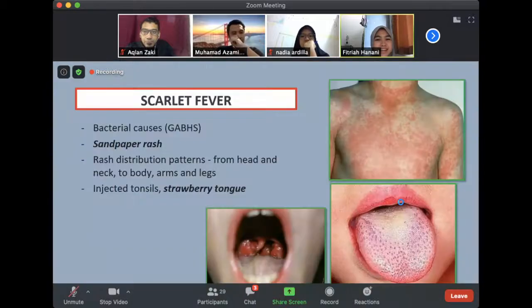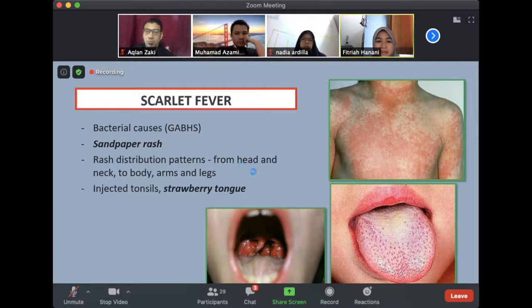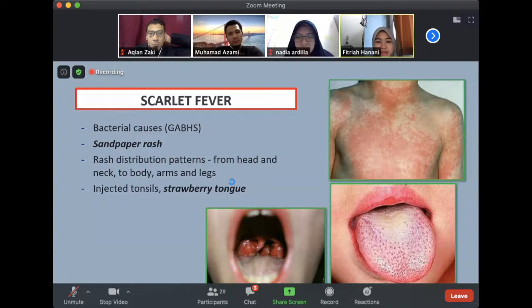Okay. So the first bacterial cause is scarlet fever, caused by a GAS infection, group A beta-hemolytic streptococci. The rash is described as a sandpaper rash. So it is under maculopapular but described as a sandpaper rash. And then usually scarlet fever is accompanied by strawberry tongue, and we can also see injected tonsils as a result of the GAS infection, so the patient may complain of a sore throat. The rash is distributed from the head down to the toes. That is the distribution pattern of the rash.